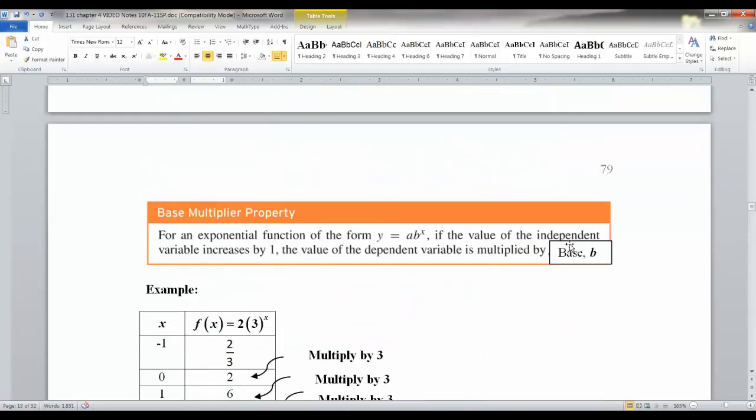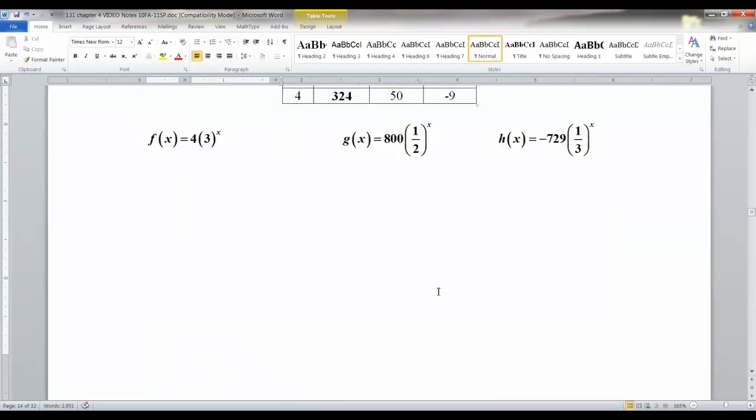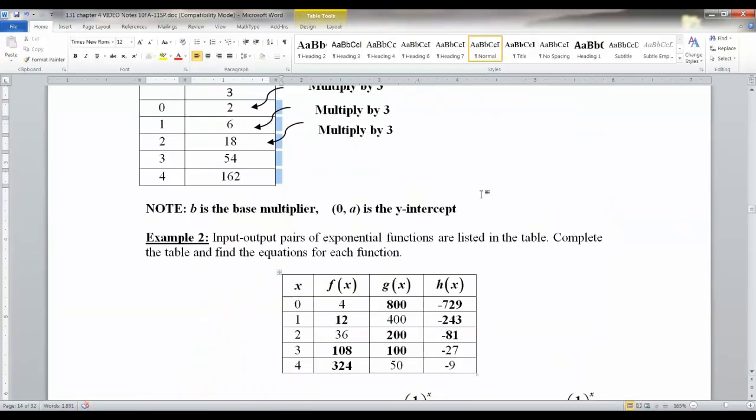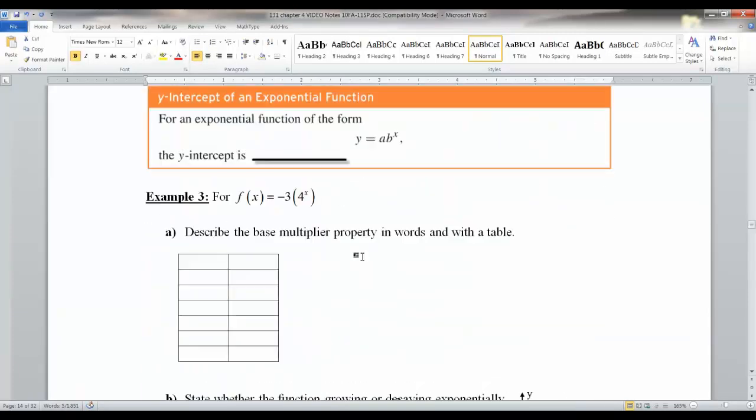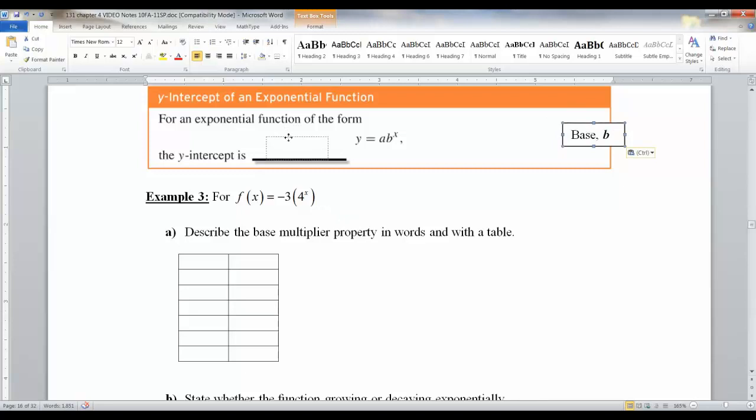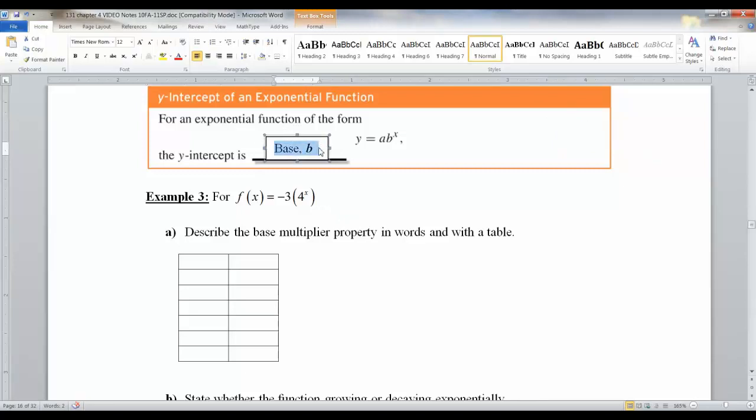So hopefully, by this point, everybody knows that, and I actually wrote it right here. 0, a is the y-intercept, right there. So your y-intercept is 0, comma a. All right? All right, so let's look at this one.